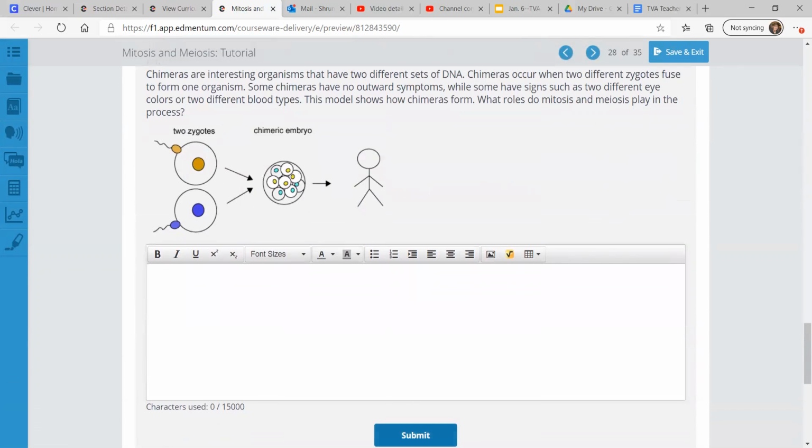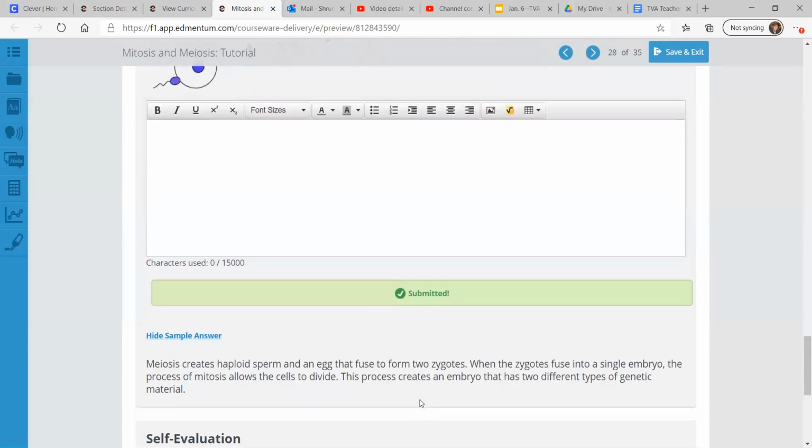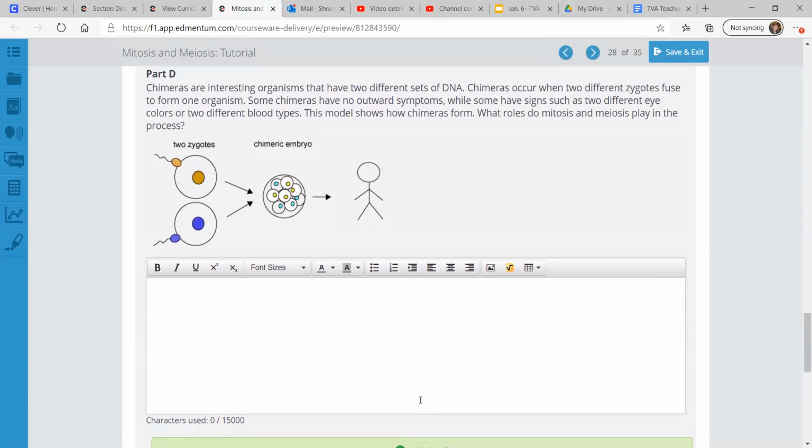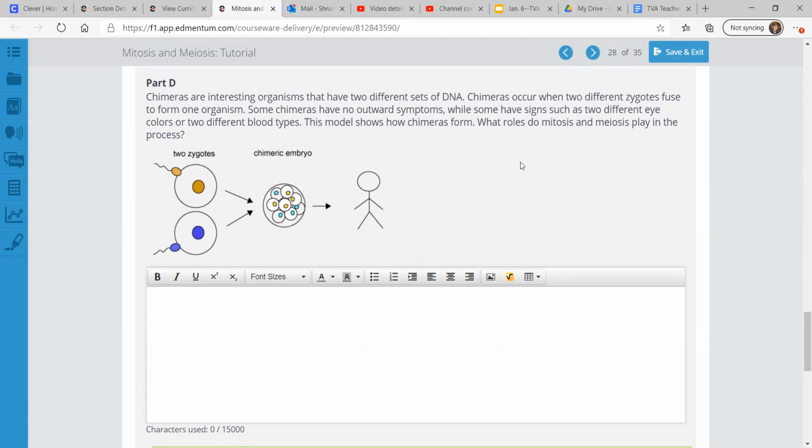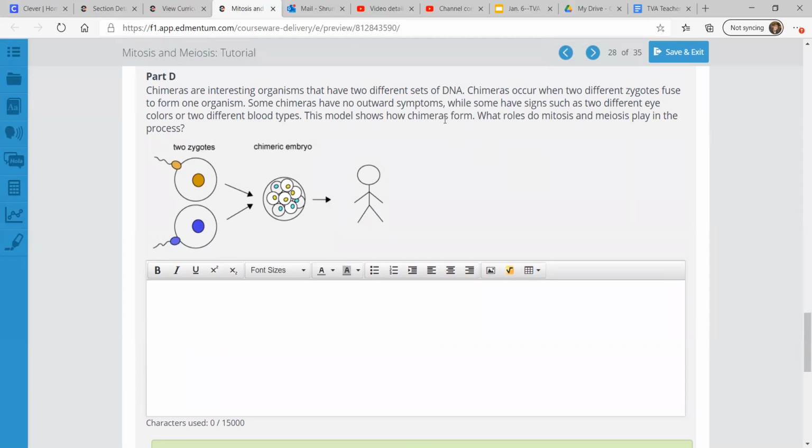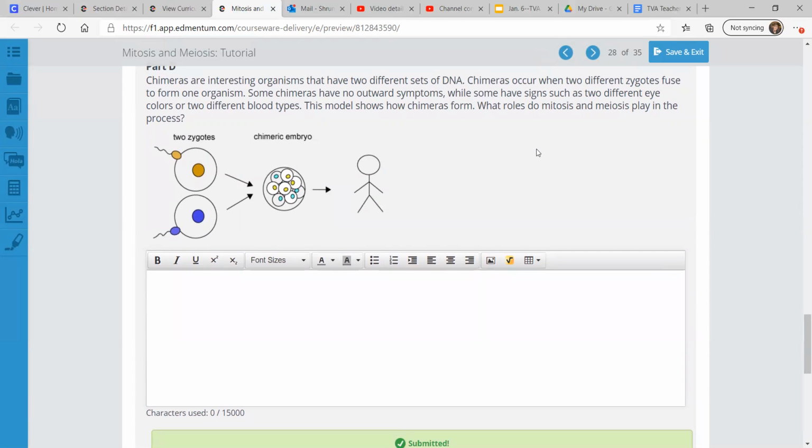Then we have part D. So here we go. Chimeras are interesting organisms that have 2 different sets of DNA. They occur when 2 different zygotes fuse to form one organism. Some chimeras have no outward symptoms, while some have signs such as 2 different eye colors or 2 different blood types. This model shows how chimera form. What role do mitosis and meiosis play in the process?